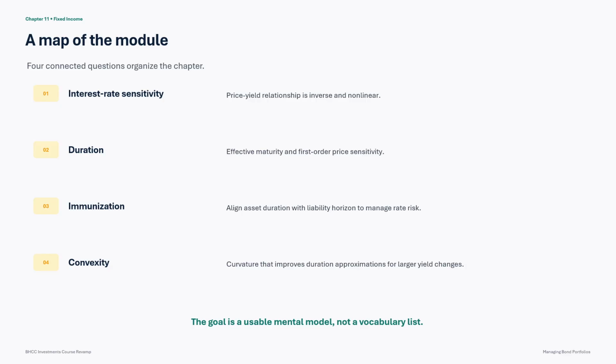Use this map whenever a bond portfolio is described as conservative. Ask, conservative relative to what? Does it have short duration, high credit quality, strong liquidity, or a close liability match? Those are different claims. The goal is a usable mental model, not a vocabulary list.